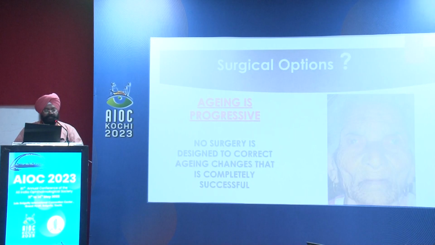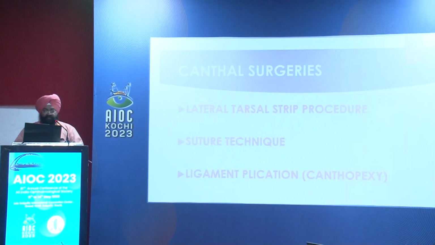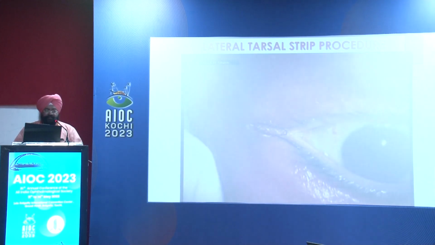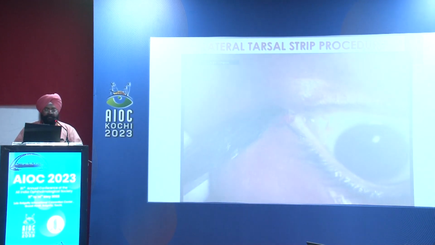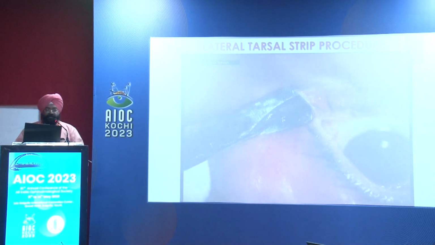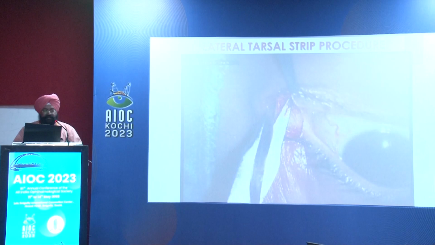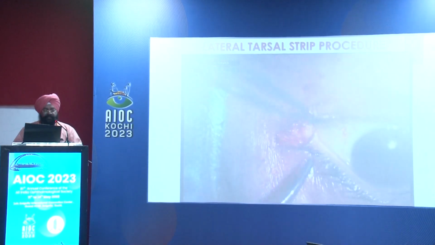As we all know, aging is progressive, so no surgery is designed to correct aging changes that can be completely corrected. I am showing three procedures: lateral tarsal strip, then suture technique, and ligament plication, which is canthopexy also. You do a lateral canthotomy incision, do the undermining and separate the orbicularis skin complex from the tarsal plate. Do the cantholysis to free the lid margin.